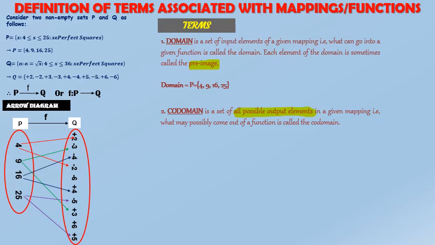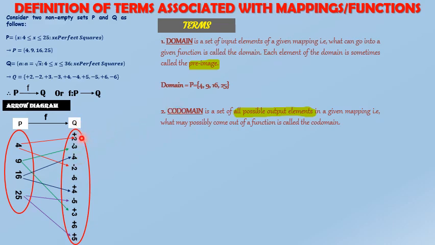So here now, we have just said P is our domain based on the first terminology explained earlier. Then your Q now, all the elements that belong to Q, anything that falls into Q as elements of your output, we automatically call it what? Codomain. So that is why we said what may possibly come out of a function is called the codomain.